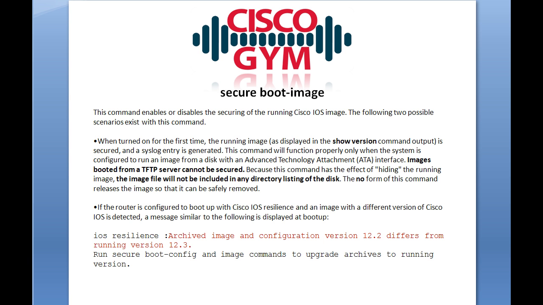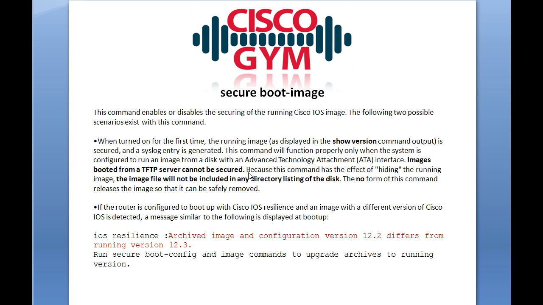This command enables or disables the securing of the running Cisco iOS image. There are two possible scenarios with this command. The first scenario is just turning it on for the first time. When you do that, it's going to take the running image, as displayed in the show version command output, secure it, and then create a syslog message. Once again, you have to have an ATA disk like a flash card, and you can't have images that are being booted from a TFTP server, for instance. They have to be locally stored images.